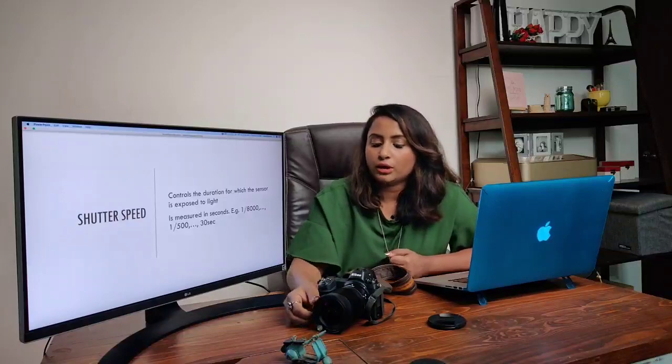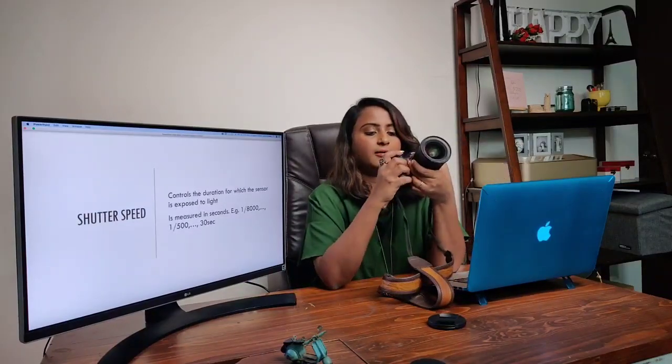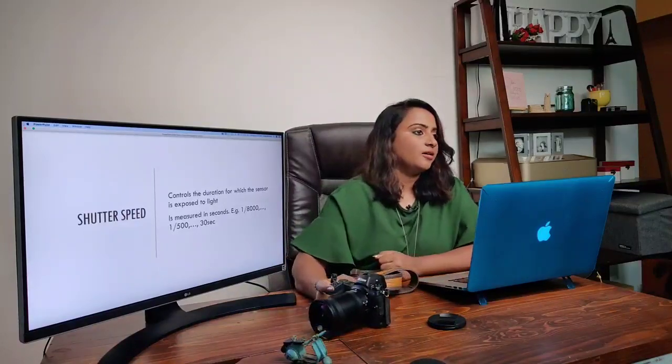So let's understand how shutter speed affects the picture. Shutter speed controls the duration for which the sensor is exposed to light. It is measured in seconds or a fraction of a second depending on what your shutter speed is. So it could be something like 1/8000, 1/4000, 1/1000. It could be 1/100th of a second, or it could be a half second, or it could be a second, or it could be 10 seconds. Whatever it is that you're setting the shutter speed to in your camera.